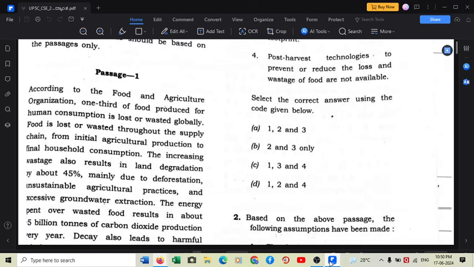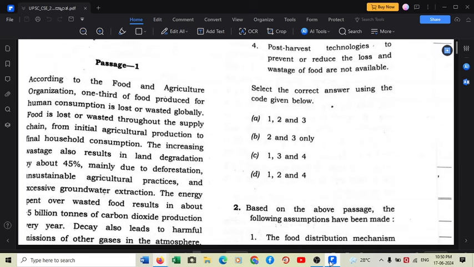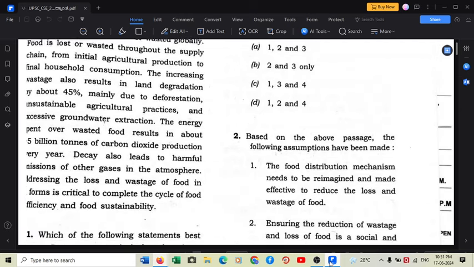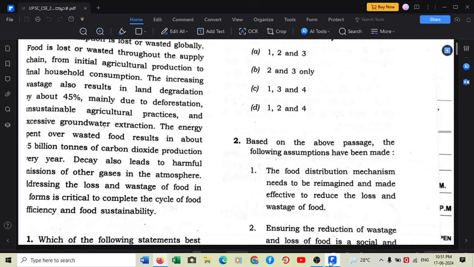Question number one. According to the Food and Agricultural Organization, one third of the food produced for human consumption is lost or wasted globally. Food is lost or wasted throughout the supply chain from initial agricultural production to final household consumption. The increasing wastage also results in land degradation by about 45%, mainly due to deforestation, unsustainable agricultural practices, and excessive groundwater extraction. The energy spent over wasted food results in about 3.5 billion tons of carbon dioxide production every year.